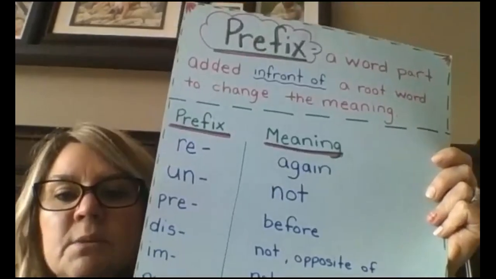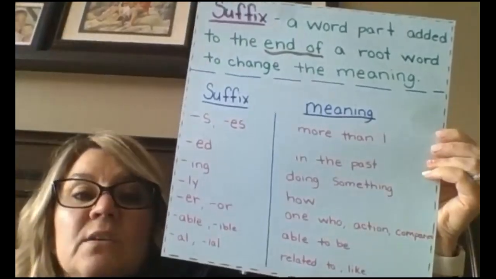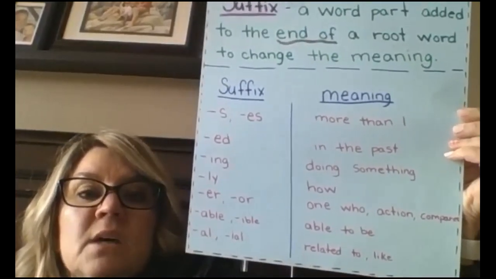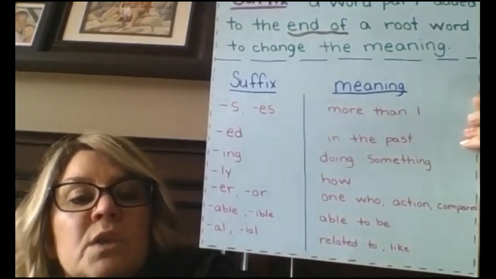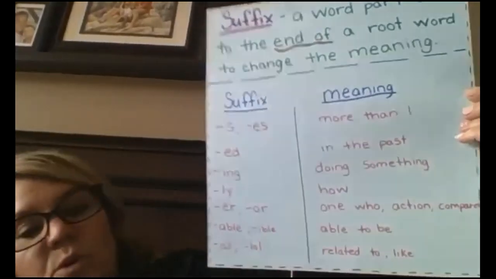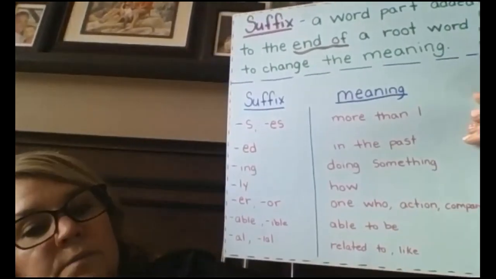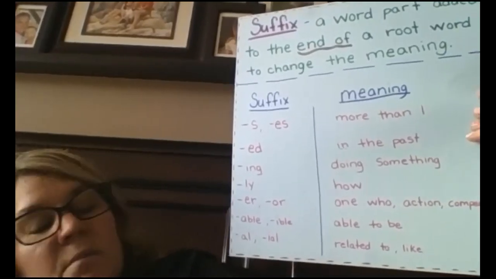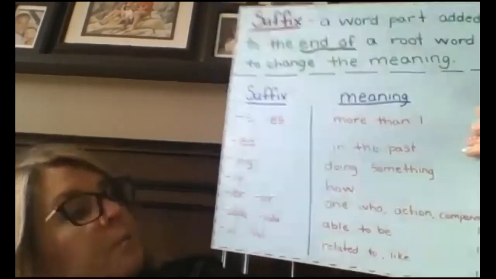So we're going to be looking at some of these prefixes, and here are some suffixes that you have learned in the past week. A suffix is at the end of the word. So you have your base word or your root word, and then we add a suffix at the end to change what that meaning is. So if we have an S or an ES at the end of the word, it just means that there's more than one. If we have an ED at the end, it means that that word is in the past. It's a verb that's in the past tense.